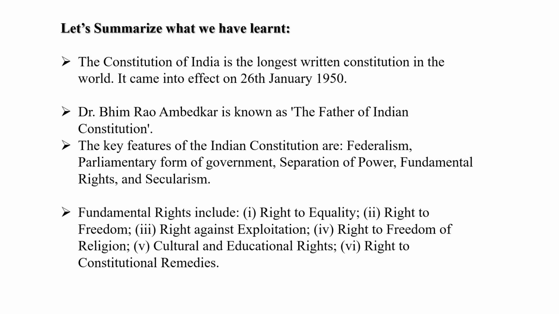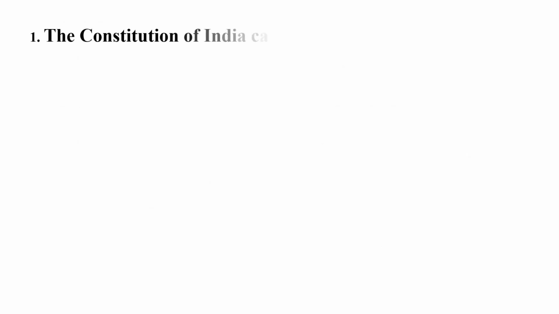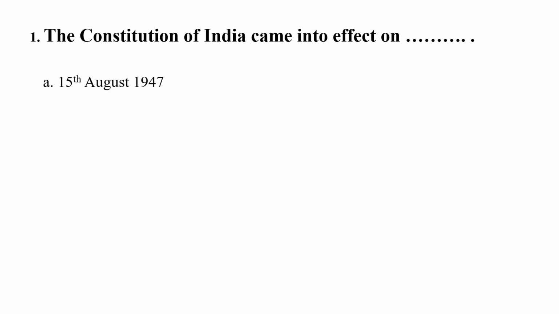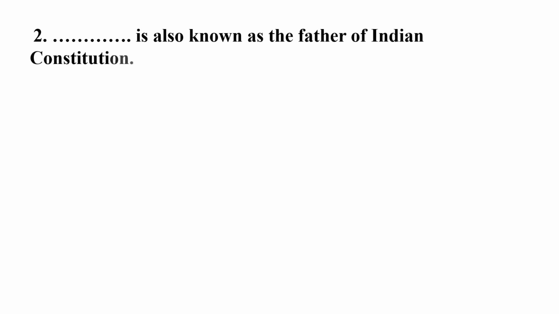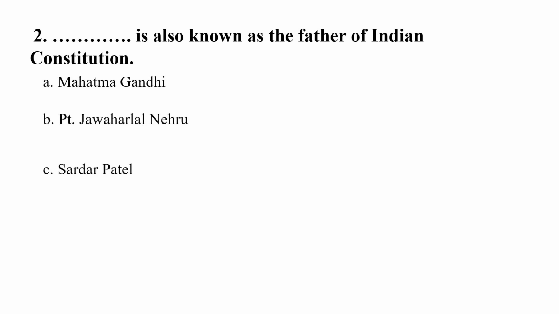Let us see what you have grasped today. So here is question number 1 for you. The Constitution of India came into effect on, the options are A. 15th of August 1947, B. 26th of January 1950, C. 26th of November 1949, or D. 14th August 1947? And the correct answer is B. 26th of January 1950. The next question is, dash is also known as the father of the Indian Constitution. And the options are A. Mahatma Gandhi, B. Pandit Jawaharlal Nehru, C. Sardar Patel, D. Dr. B.R. Ambedkar. And the correct answer is D.